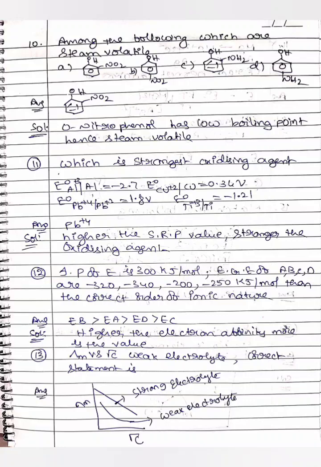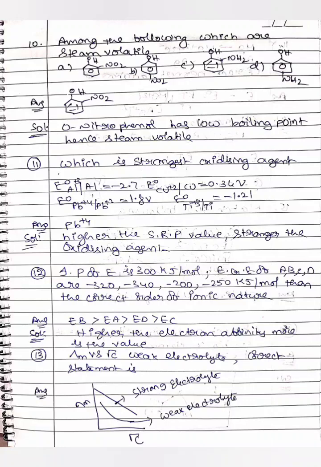Next one, among the following which is steam volatile? Here in case of orthonitrophenol, we see intramolecular hydrogen bond which is having the lowest boiling point among the given options. The one which is having the lowest boiling point can easily be volatile, hence it is steam volatile.